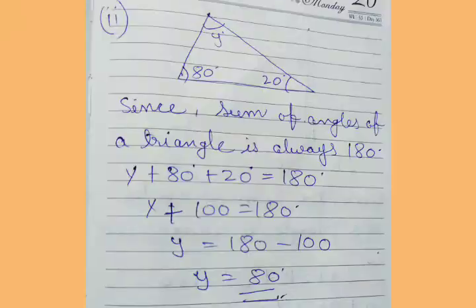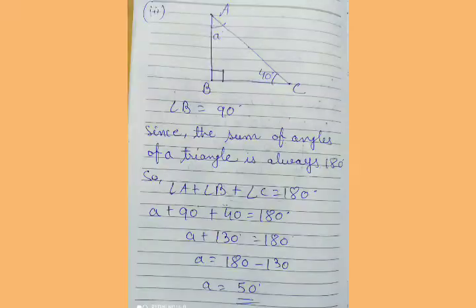Now next, sub part 2. Again 3 angles are given and we have to find out the value of angle y. So since the sum of angles of a triangle is always 180 degree, y plus 80 plus 20 equal to 180 degree, and y plus 100 equal to 180 degree. Y is equal to 180 minus 100, is equal to 80 degree. So the value of angle y will be equal to 80 degree.